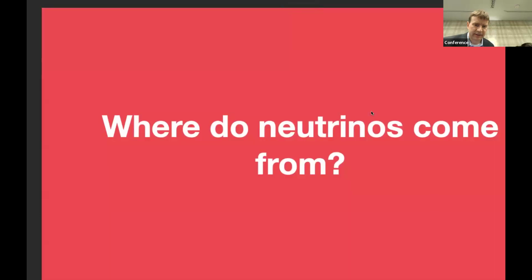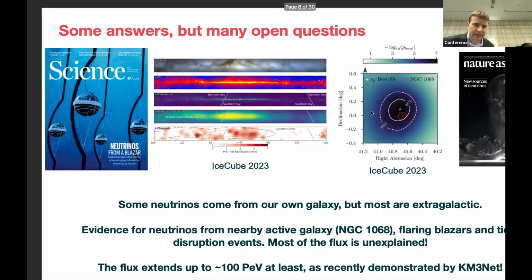So where do neutrinos come from? Where are these astrophysical accelerators that we are also interested in? And I would say that at the moment we have some answers, but many, many open questions. So what we know is that some neutrinos do come from our own galaxy, which makes sense because some photons also come from our own galaxy. But most neutrinos seem to be extragalactic. And then in terms of where those extragalactic neutrinos are actually coming from, we know that some come from the nearby active galaxy NGC 1068. We know that flaring blazars produce some as well, especially TXS 0506. And we have some evidence also that tidal disruption events contribute to this flux.